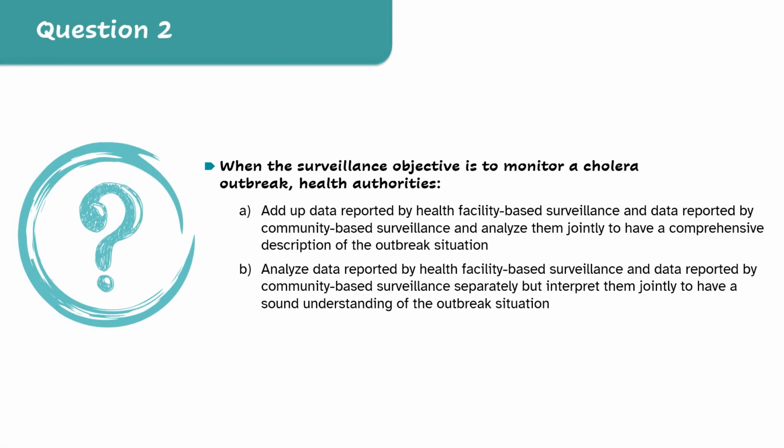Question 2. When the surveillance objective is to monitor a cholera outbreak, health authorities A. Add up data reported by health facility-based surveillance and data reported by community-based surveillance and analyze them jointly to have a comprehensive description of the outbreak situation. B. Analyze data reported by health facility-based surveillance and data reported by community-based surveillance separately, but interpret them jointly to have a sound understanding of the outbreak situation.